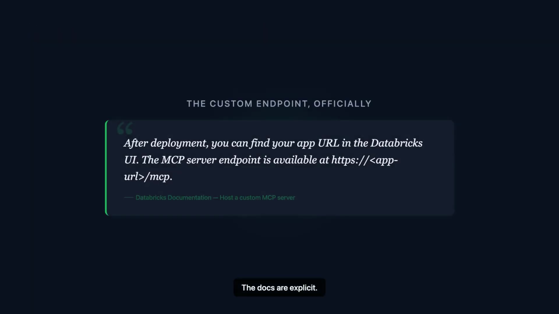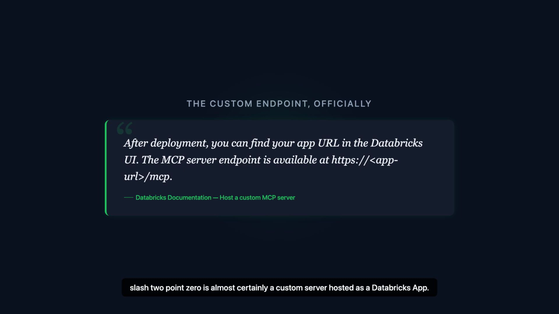The docs are explicit. After deployment, you find your app URL in the Databricks UI, and the MCP server endpoint sits at that app URL with /mcp on the end. So the pattern to recognize on the exam is, any URL ending in /mcp that isn't under /api/2.0 is almost certainly a custom server hosted as a Databricks app.